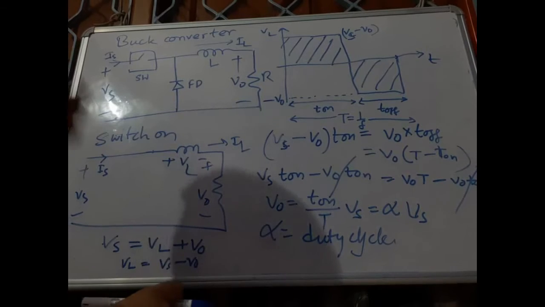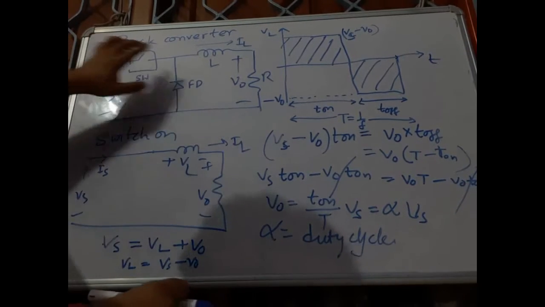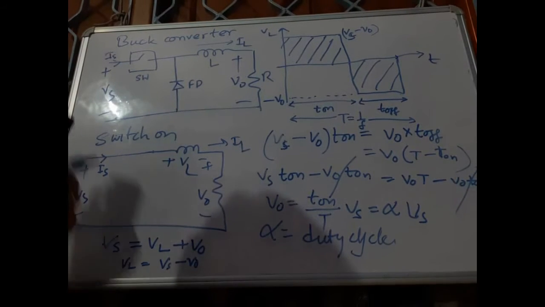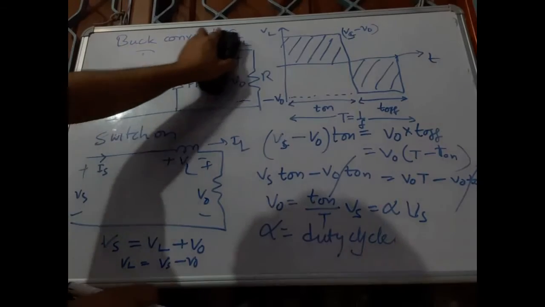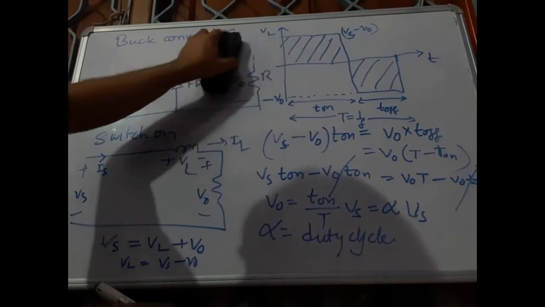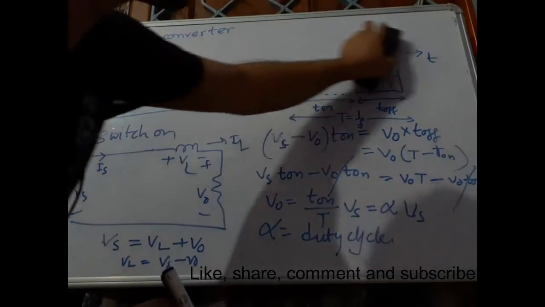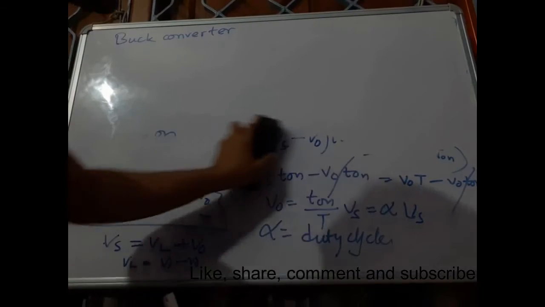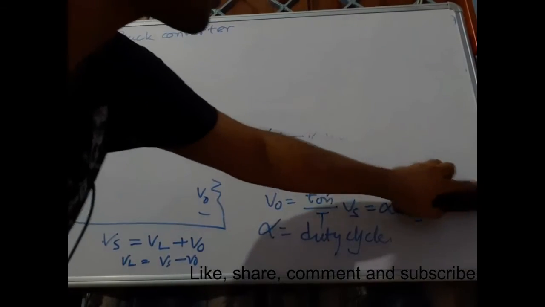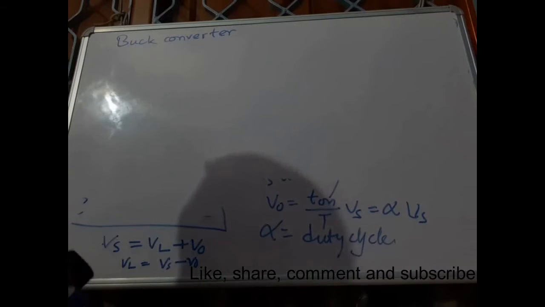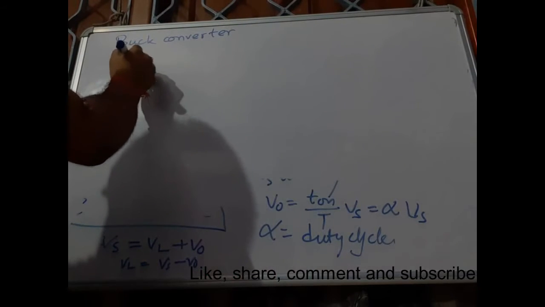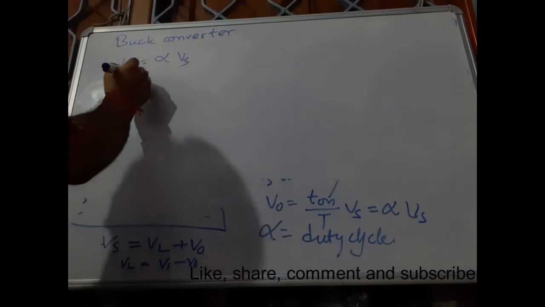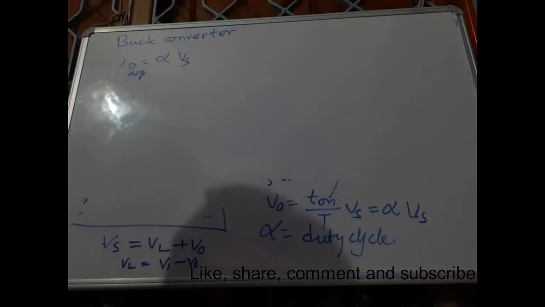So this is the basic voltage output formula for a buck converter, right? Now we have more parameters, you can say, you need to remember for various problem solving point of view. This is the voltage output, we know alpha Vs. This is average voltage output, right?